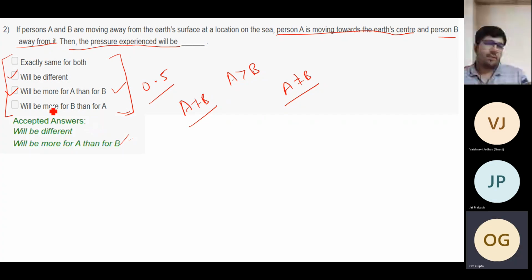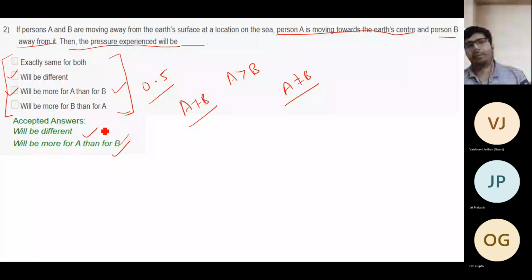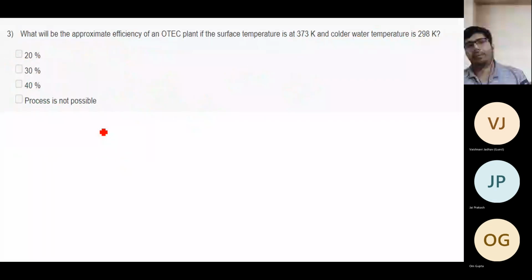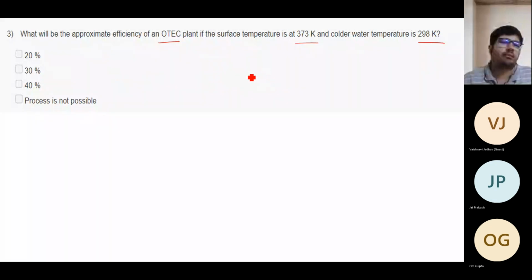So the correct answers will be different, and will be more for A than for B. Number 3 is, what will be the approximate efficiency of an OTEC plant if the surface temperature is 373 Kelvin and the colder water temperature is 298 Kelvin? So take 2 minutes and answer.